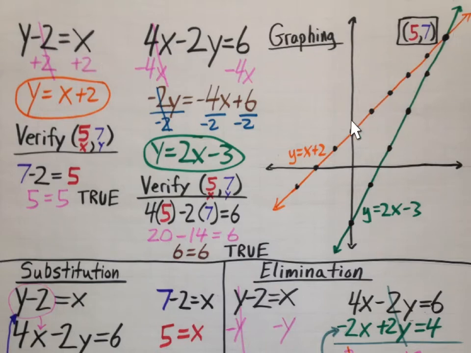See how I graph right here? I'm going to graph both of these and find the point where they cross. That is one way to solve it. All right? It's not always that accurate, but it's one way to solve it, and you might like that method, and you can do it.